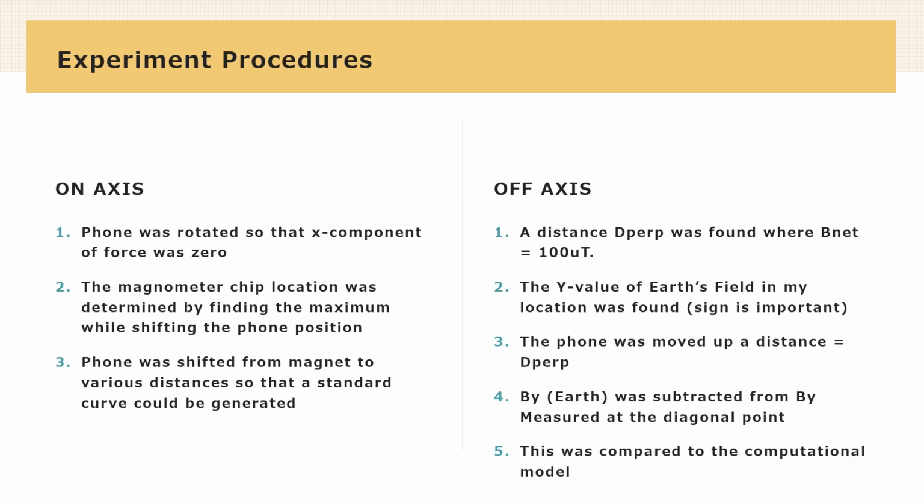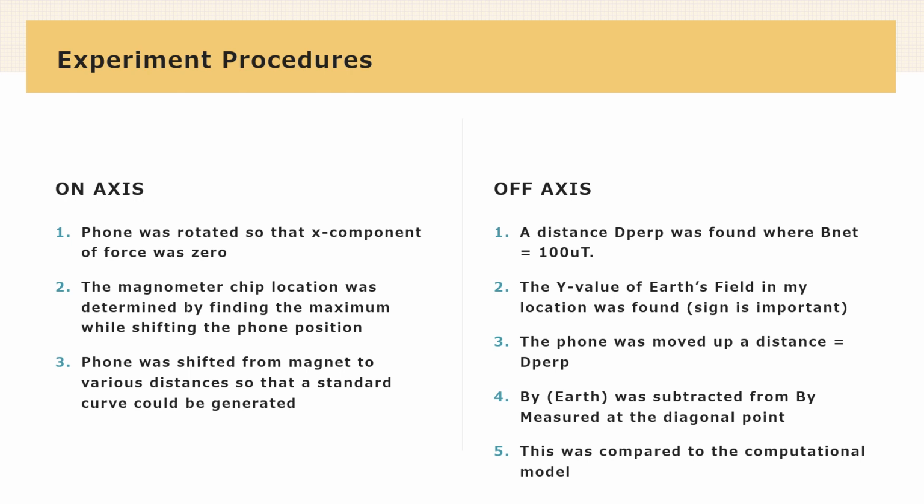The experimental portion was done in two parts. One was on axis, where the phone was rotated so that the x component of force was 0, meaning that the contribution from the Earth's magnetic field in the x direction was 0, and the magnetometer shift location was found by finding the maximum while shifting phone position, and then the phone was shifted from the magnet to various distances so that a standard curve could be generated.